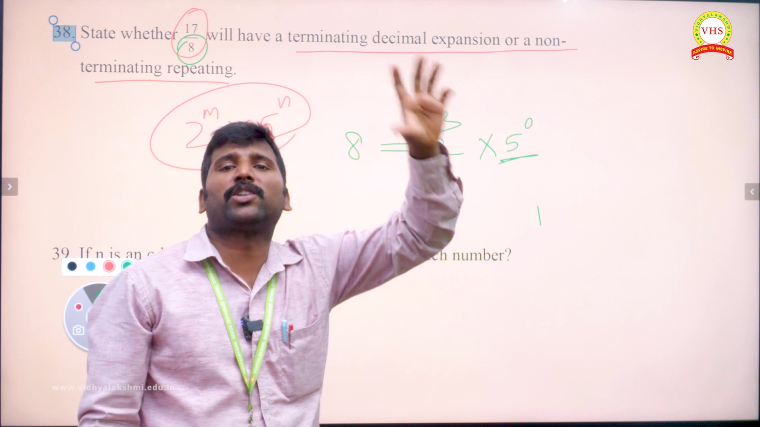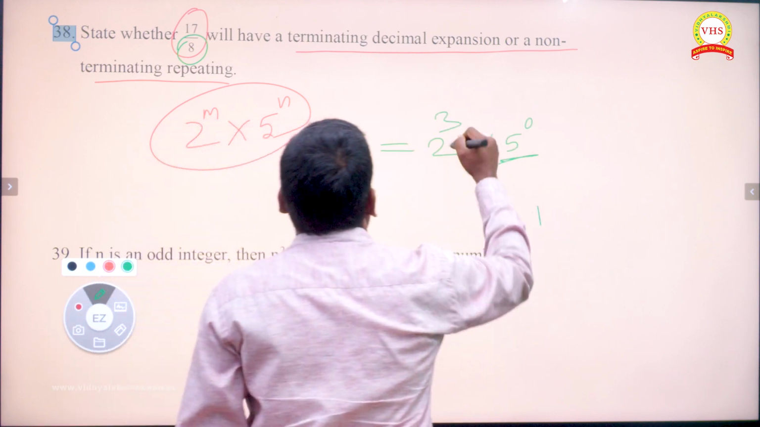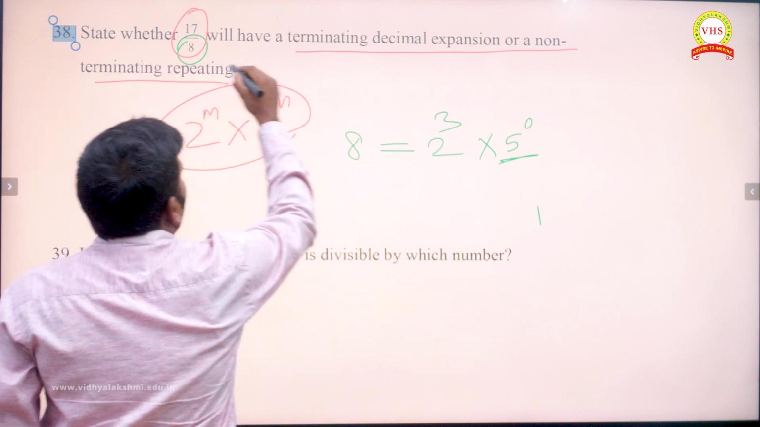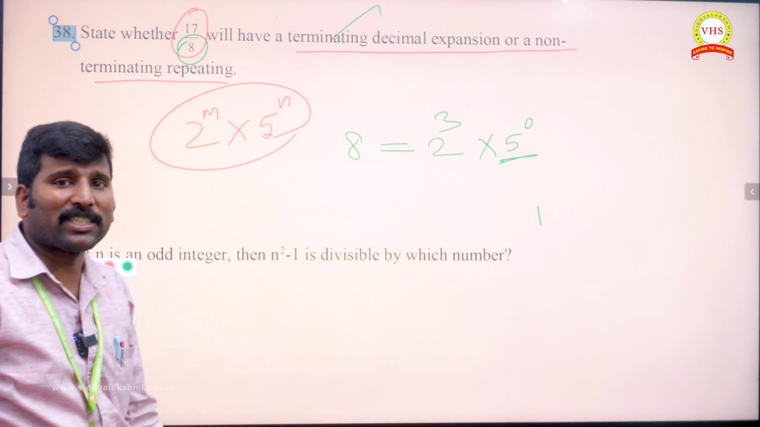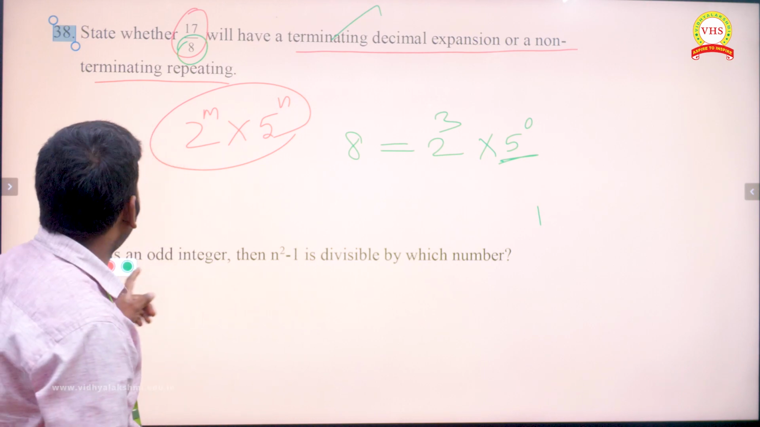There is no change. So this question is in the form of 2 power something, 5 power something. The power should belong to the non-negative integers; 0 also we can take. Okay. So this is a terminating decimal expansion. Do you understand? It is a terminating decimal expansion.